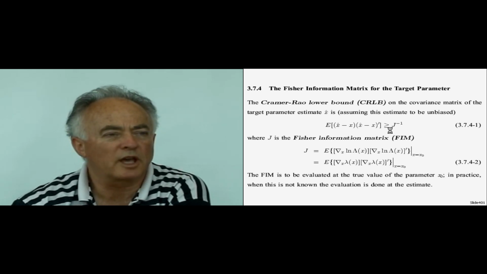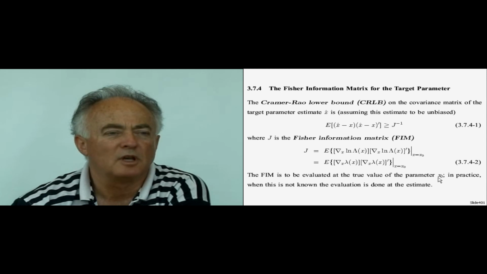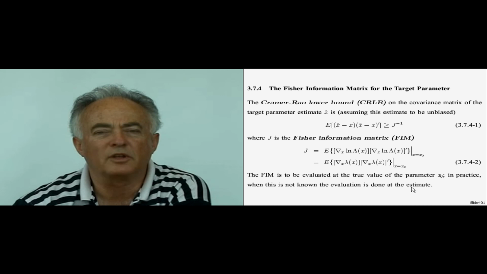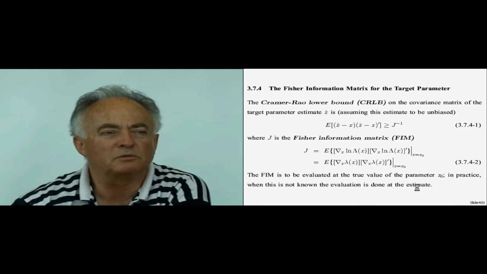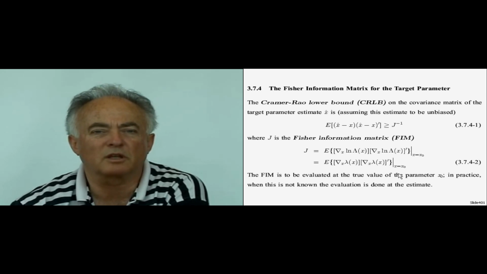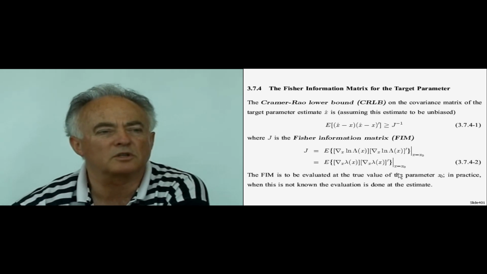There is one catch here. The Fisher information matrix does require an evaluation of these expressions at the true value of the parameter. In practice, this is not known. The evaluation will be done at the estimate. So we have some functional forms and we evaluate them at the estimate. And we have to be a little bit careful because estimation errors do have an impact on this, so they can slightly distort the results, but in general they are reasonably reliable.